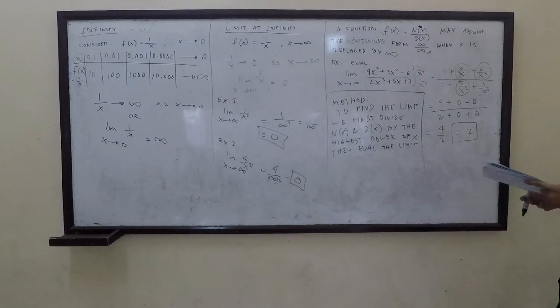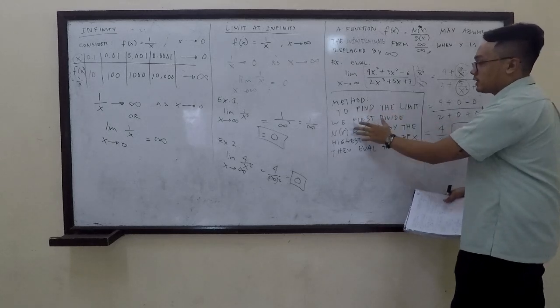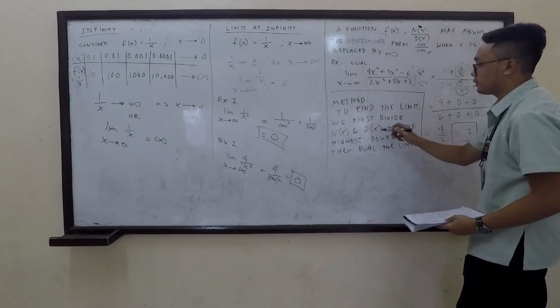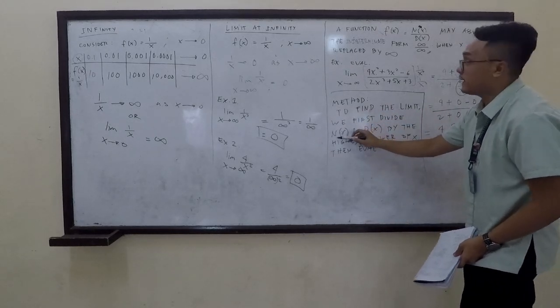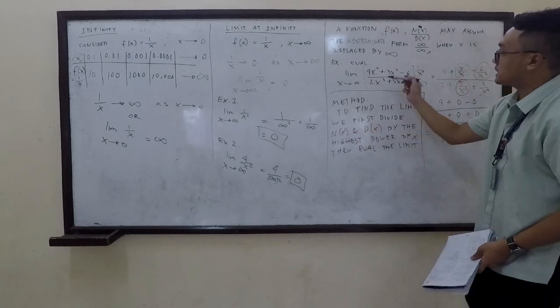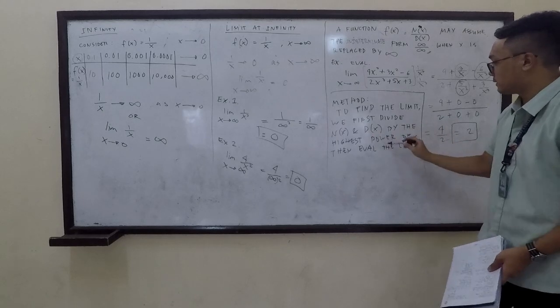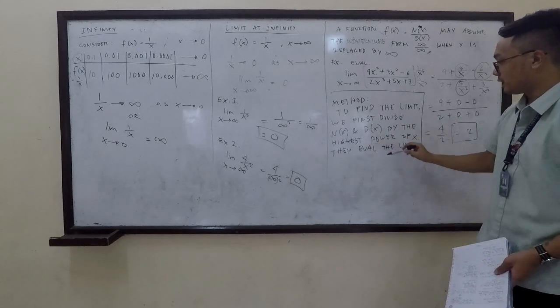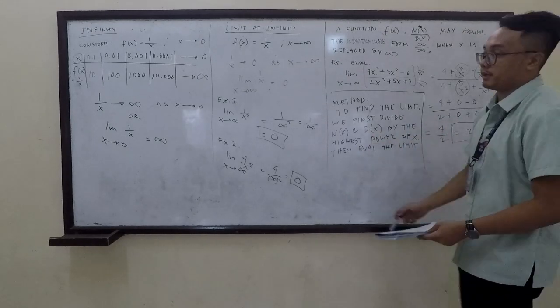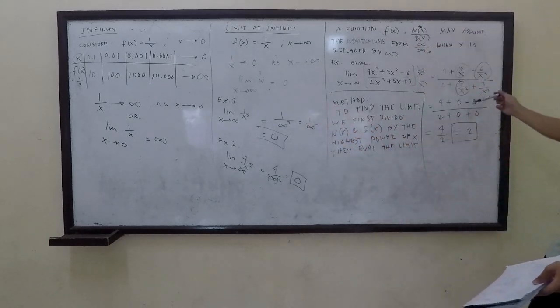So that is the method. To find the limit, we first divide N of x and D of x by the highest power of x. Then, evaluate the limit.